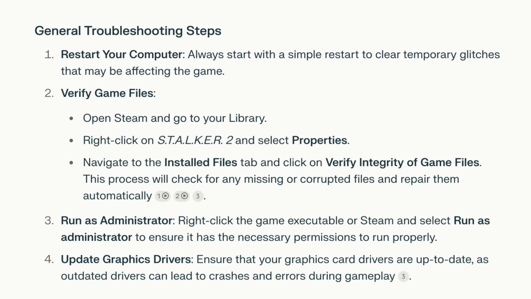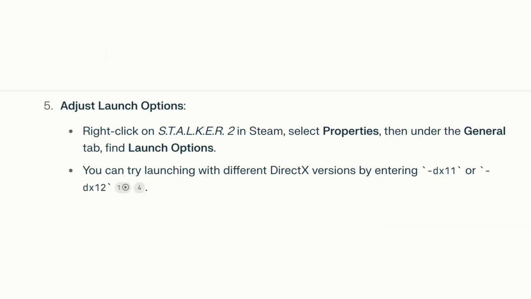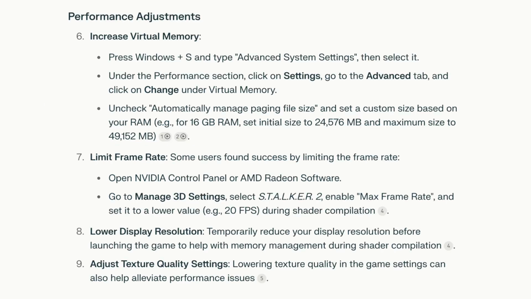Adjust launch options. Right-click on the game in Steam, go to Properties, and add S.T.A.L.K.E.R in Launch Options. Performance adjustments: increase virtual memory. Go to Advanced System Settings and click on Performance Settings, and then go to the Advanced tab to change virtual memory and set a custom size based on your RAM.